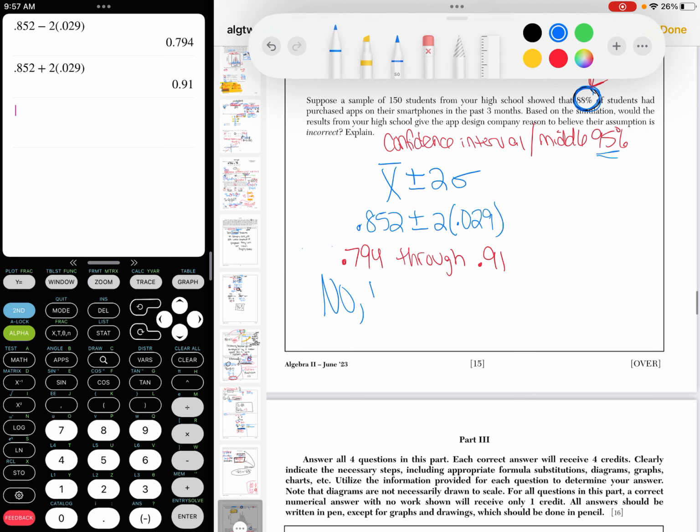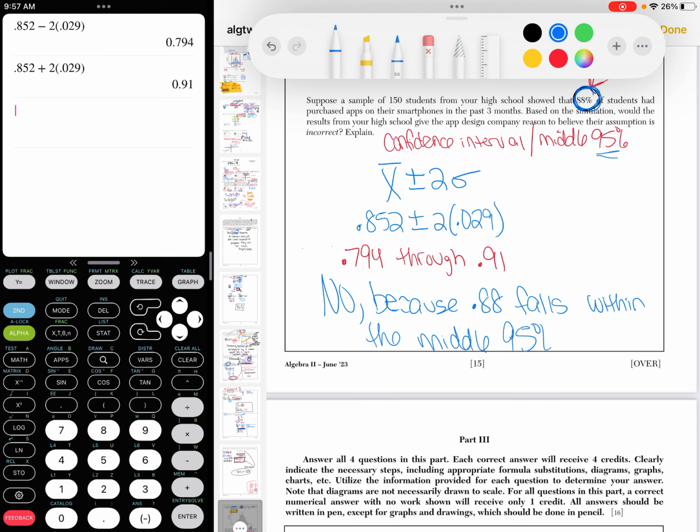So your explanation is just going to be because that 88% or 0.88 even, because we used the decimals, falls within the middle 95.